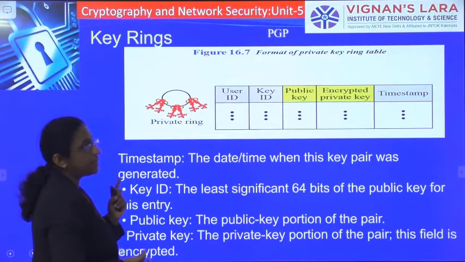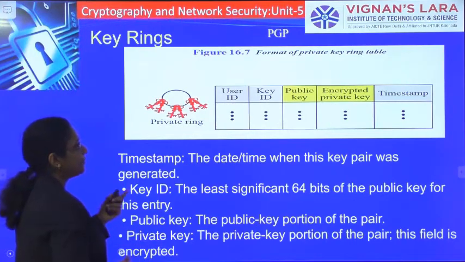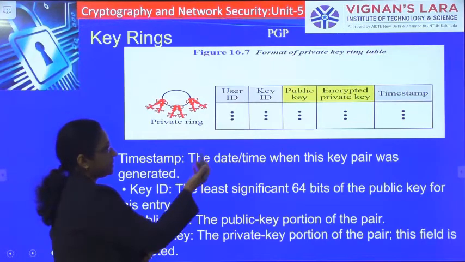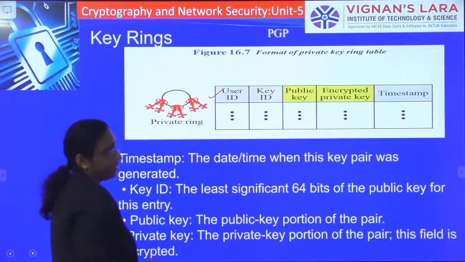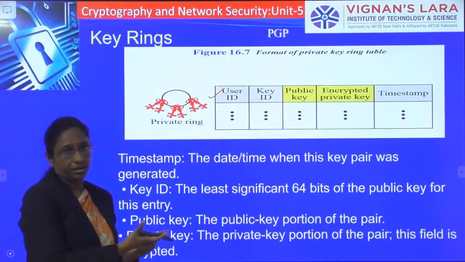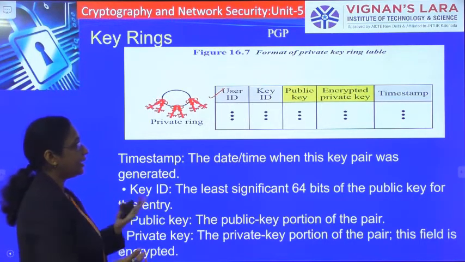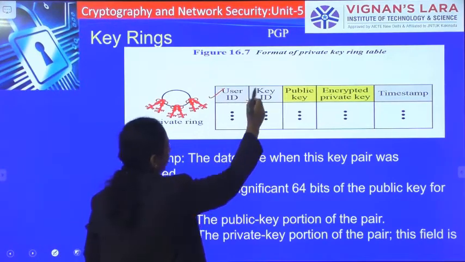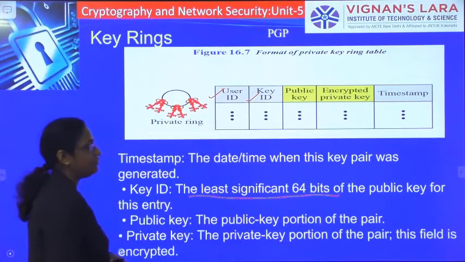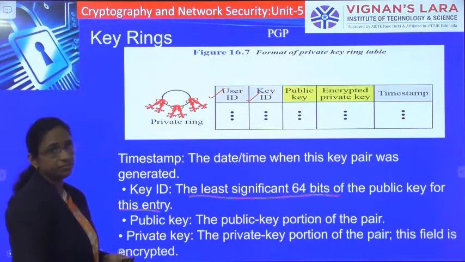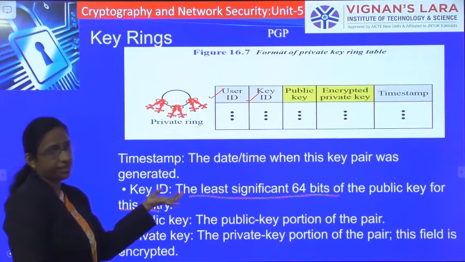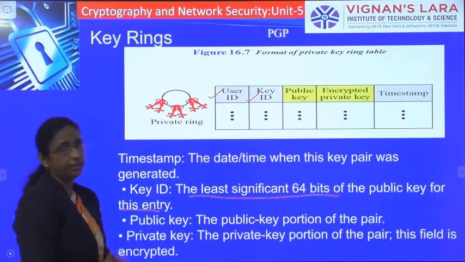Next we have the private key ring table. As we studied in the public key ring table, the private key ring table consists of a user ID, which is nothing but the email address of the entity. Similarly we have a key ID, where the key ID is the least significant 64 bits of the public key for this entity, stored in the key ID.